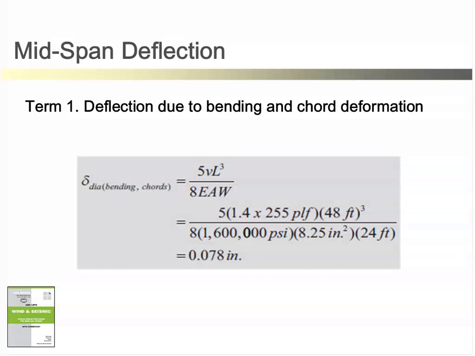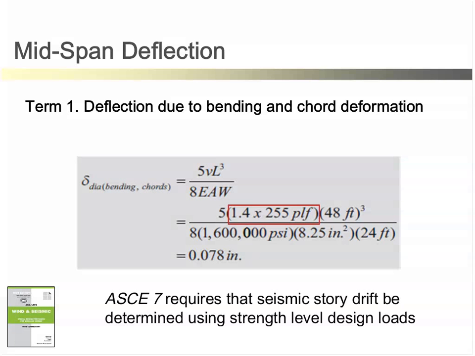So the first term is deflection due to bending and chord deformation. So we'll look at each of these terms separately. Again, ASCE 7 requires that seismic story drift be determined using the strength level design load. So we're at 1.4 times the induced unit shear.